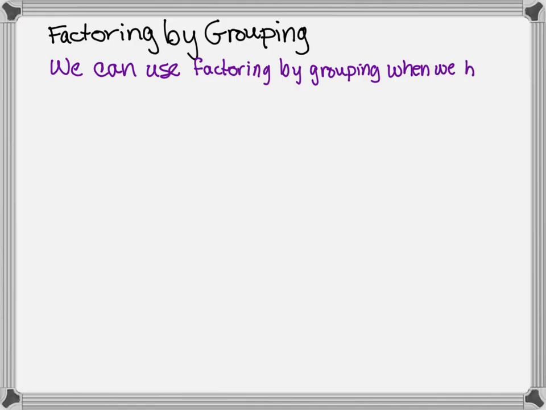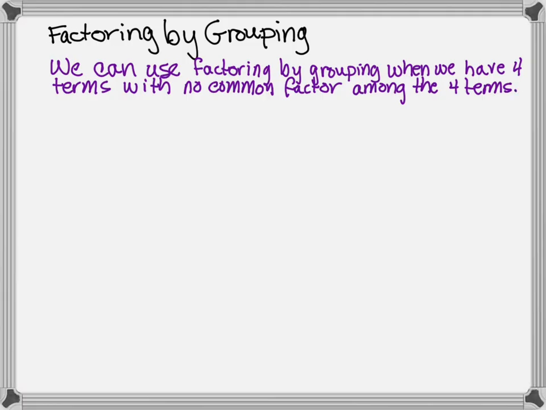Let's look at an introduction to factoring by grouping. We can use factoring by grouping when we have four terms with no common factor. If we did have a common factor among the four terms, we would want to factor that out first.